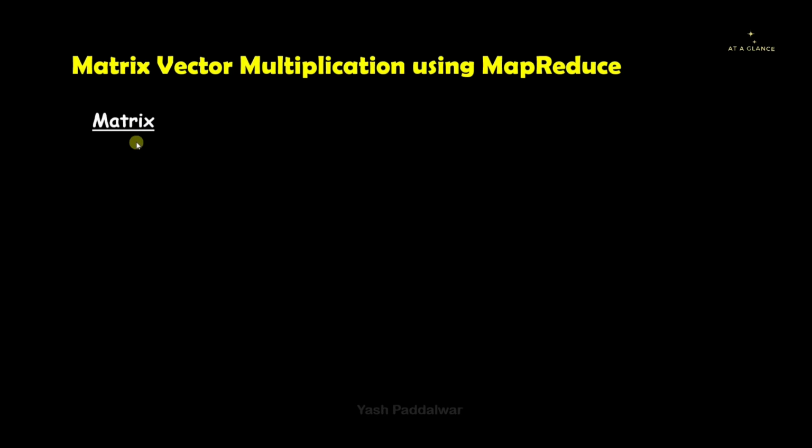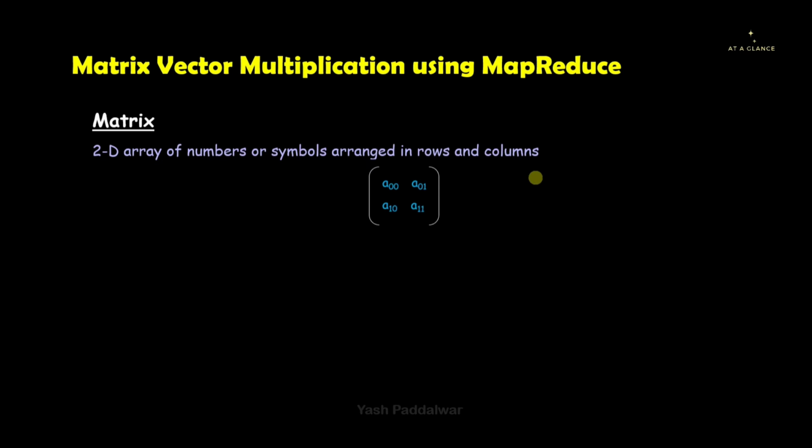For understanding this topic, first we need to understand what exactly a matrix and a vector is. A matrix is a 2D array of numbers or symbols which are arranged in rows and columns. Note one thing, that a matrix is purely two-dimensional. Two dimensions means it will have one set of values in one dimension and another set of values in the other dimension, just as rows and columns.